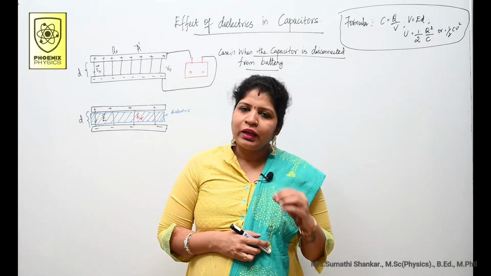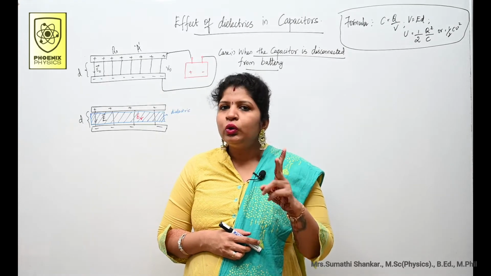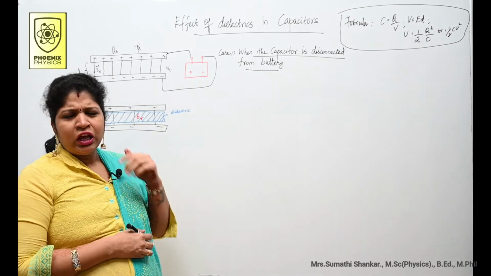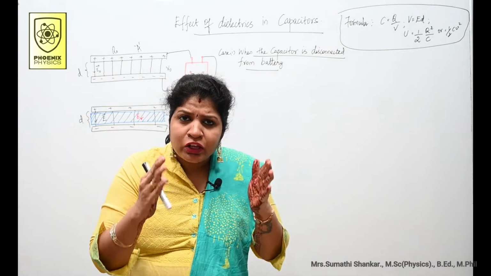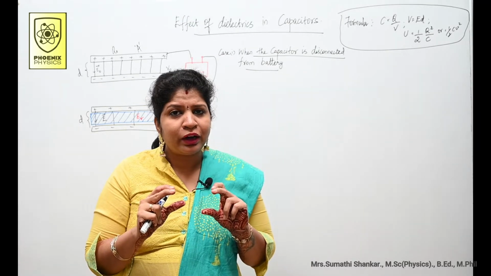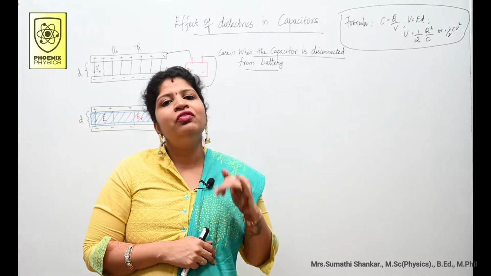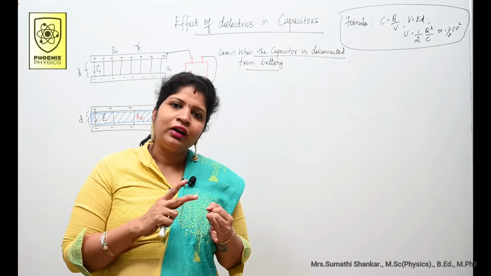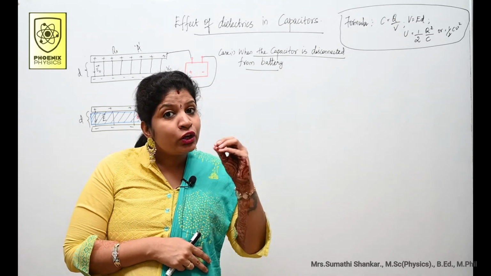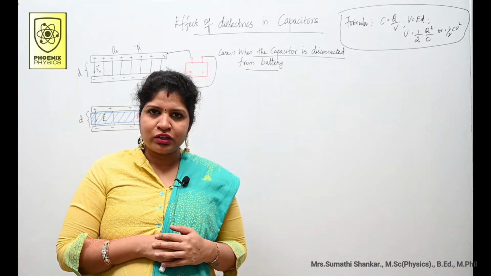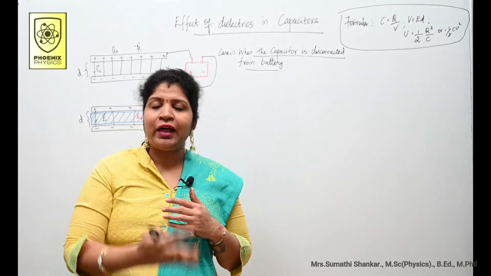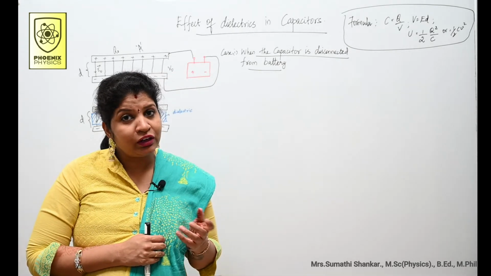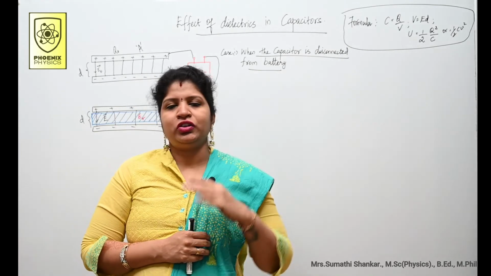You know that a capacitor consists of two parallel metal plates separated by a small distance. We assume that the space between the two parallel plates is either empty or filled with air. Suppose mica, glass or paper is introduced between the plates of the capacitor, the capacitance is altered. Let us see how the capacitance of the capacitor is modified when the dielectric is present.